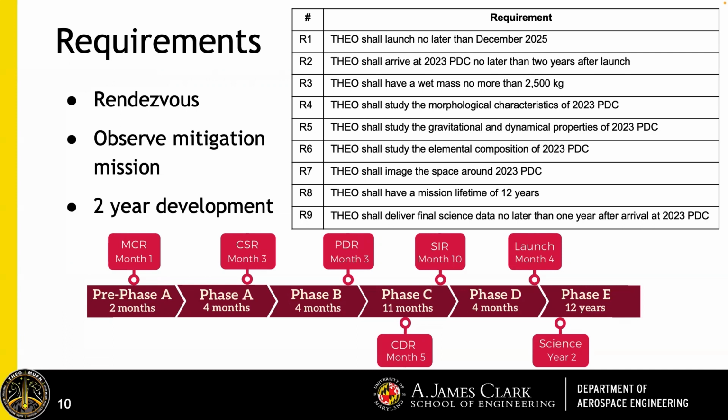THEO would also have a 12-year final lifetime so that it can stay and observe the mitigation mission. And it has a very short 2-year development time. That's not very common, and we chose this because we had a very short timeline in which to mitigate this asteroid. Because of this 2-year development timeline, we focused on using commercial off-the-shelf components that have already been designed, that we can just go buy, put on a spacecraft, and send into space.